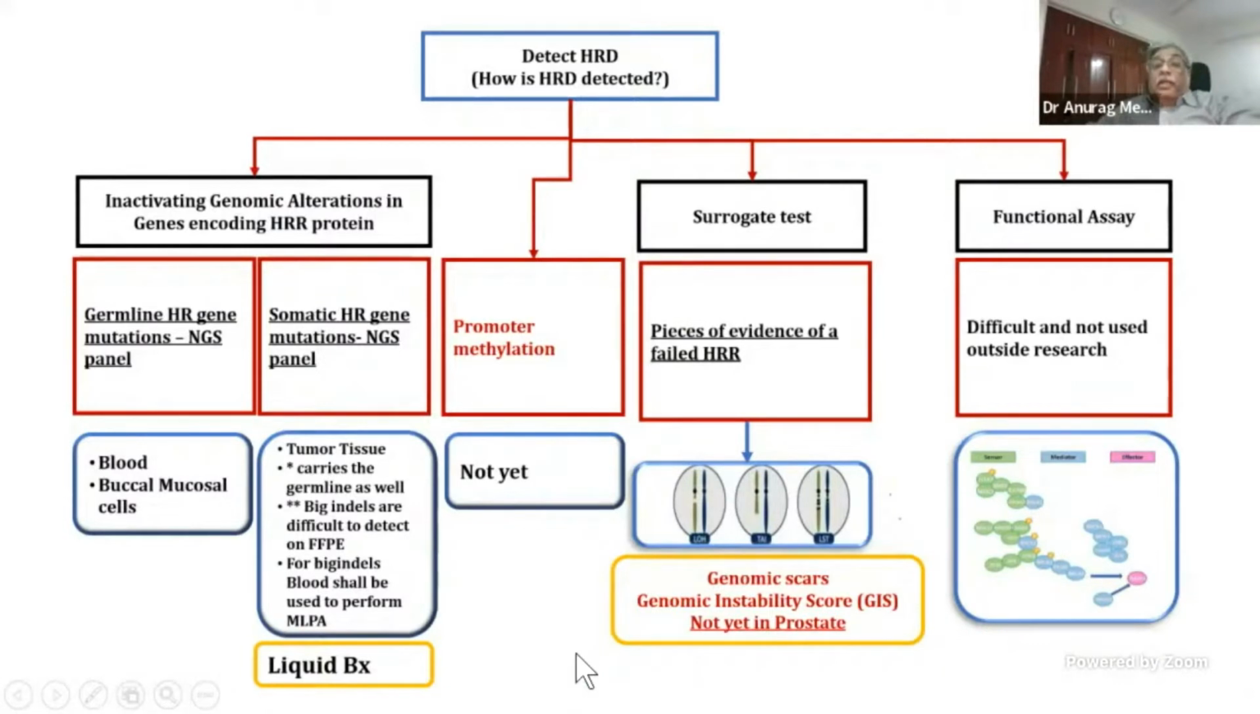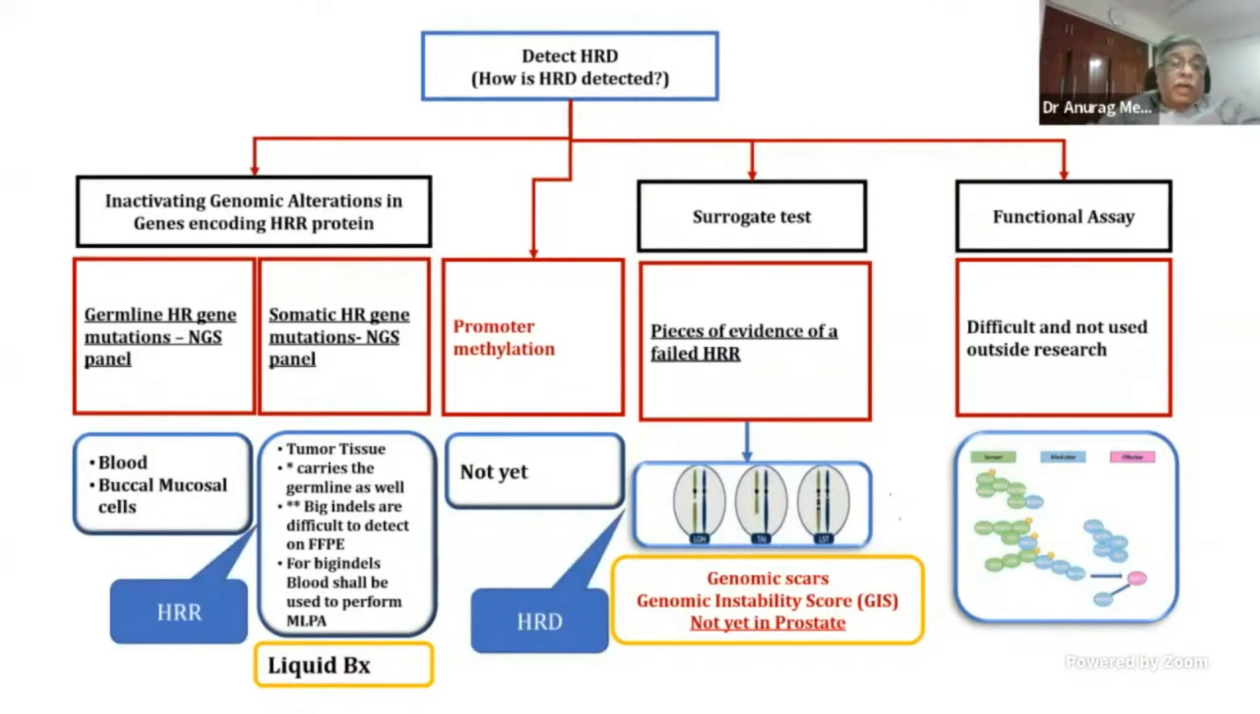And the last category of tests that one can do are the functional assays. These functional assays are to demonstrate that there is a loss of the function of a DNA repair in the presence of a particular mutation. These are used only for research purposes and in settling what is called a variant of undetermined significance, to figure out whether it is pathogenic or not pathogenic.